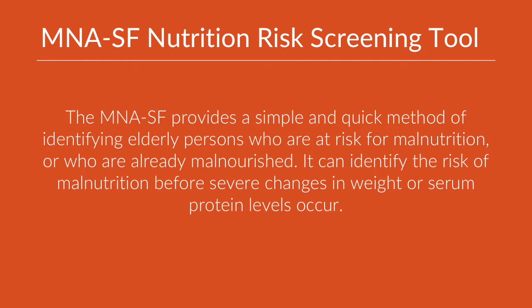The MNASF provides a simple and quick method of identifying elderly persons who are at risk of malnutrition or who are already malnourished. It can identify if someone is at risk of malnutrition before severe changes in weight or serum protein levels occur.